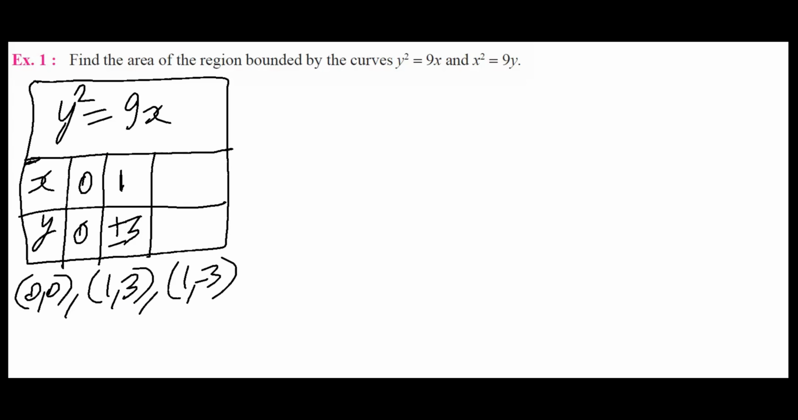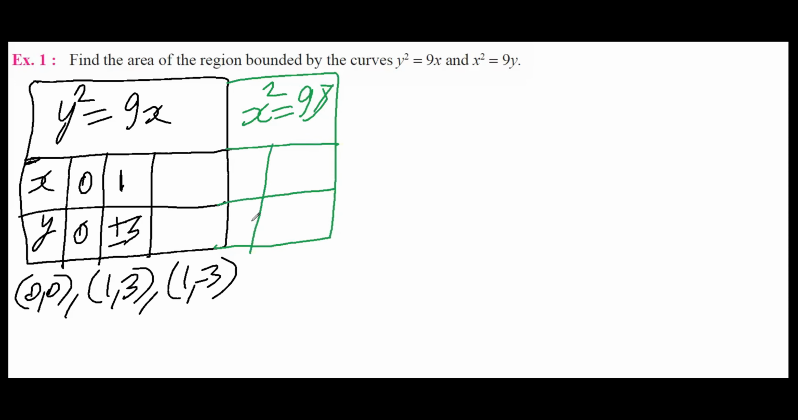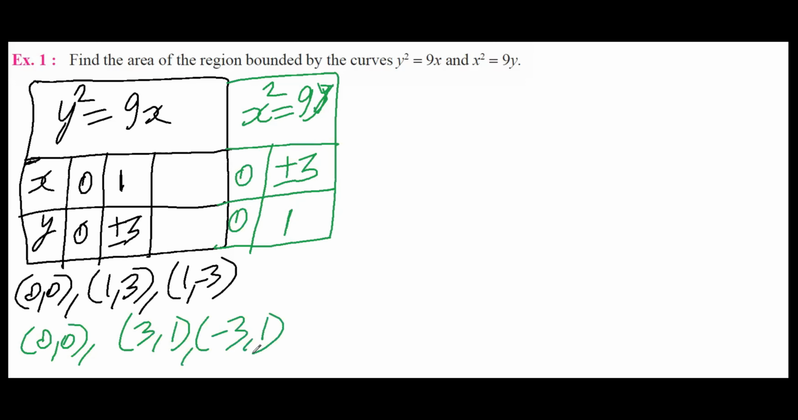The second curve I have is x square is equal to 9y. Again, x square is equal to 9y. I will find the x coordinate and y coordinate. When x is 0, y will be 0, and when y is 1, x will be plus or minus 3. Okay, so I got other points. What are they? 0 0, then 3 1, and next is -3 and 1.